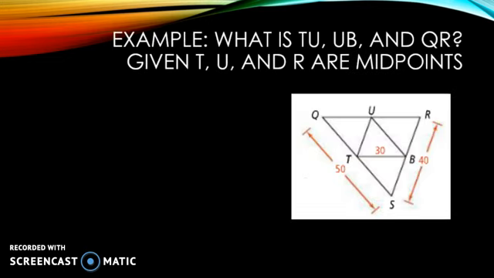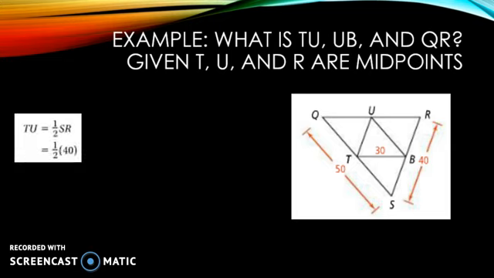The question is, what is TU, UB, and QR? Okay, so we know that SR is 40, so TU is just half of SR. So half of 40 is 20.